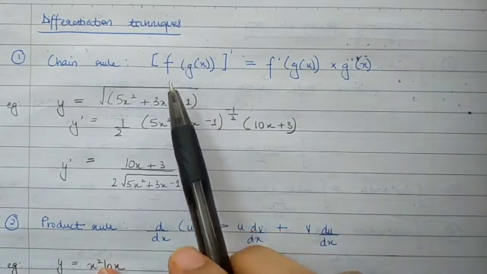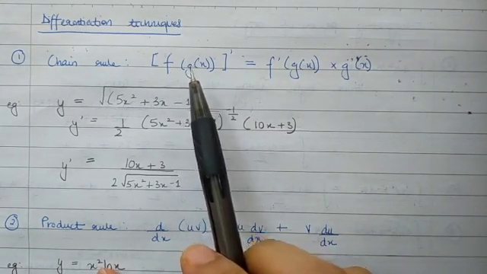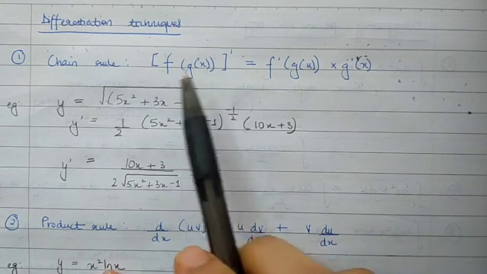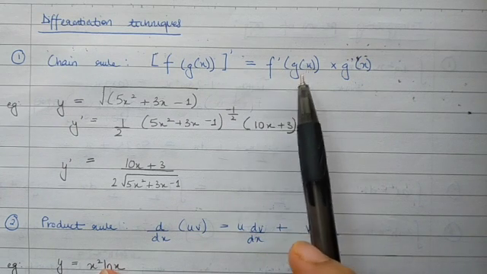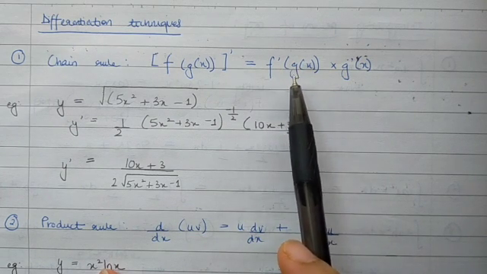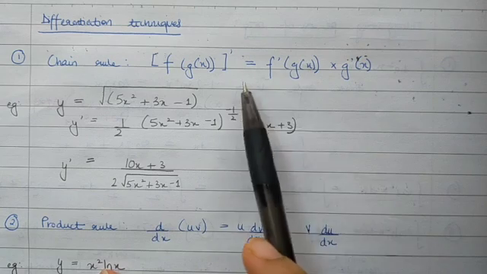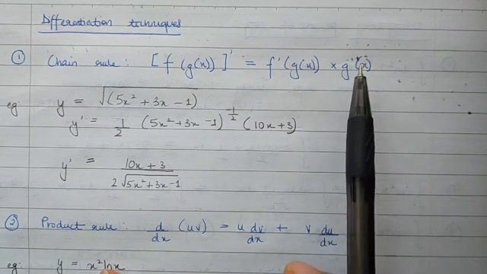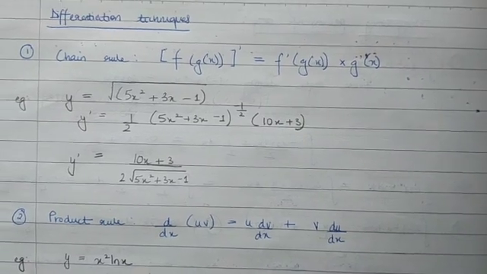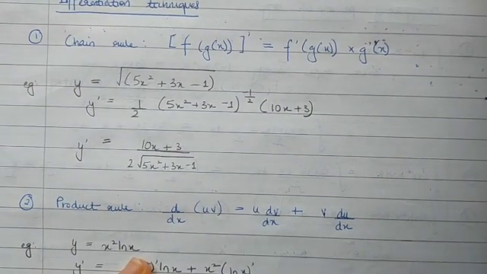Basically, if you have a function of x and in that function you have another function, so differentiating that would mean the derivative of the function of x with the function g of x in the function of x times the derivative of g of x. That is a mouthful, but I'll show you how it's actually done.